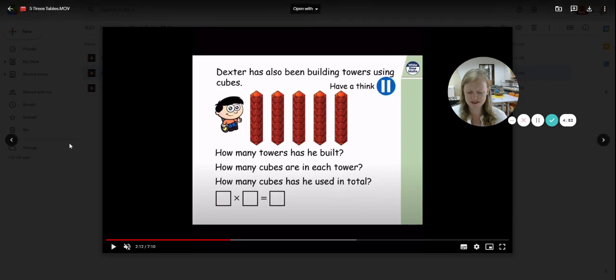All right, on to Dexter, another character that has been building with towers. Look how tall his towers are.